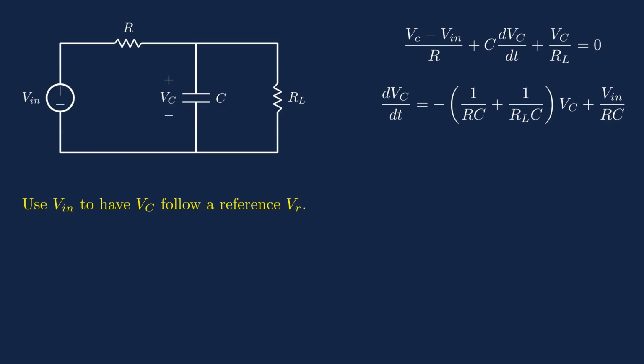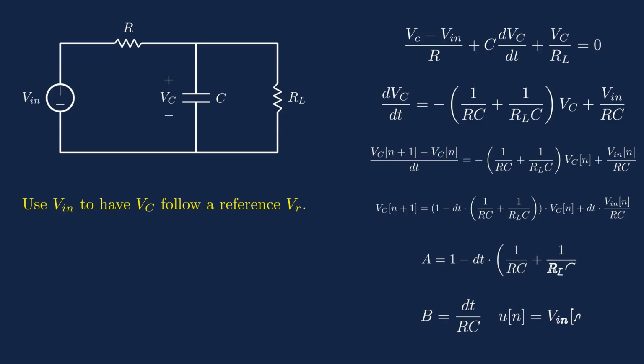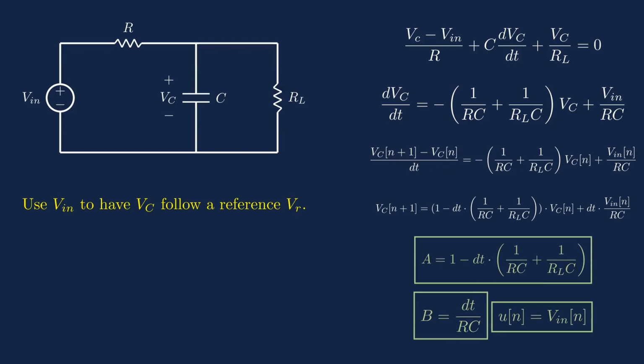Therefore, we need to use an approximation to get it into discrete time. We use the backward Euler approximation. If our selected dt is small, this is an accurate approximation. We substitute this into the equation, and we rearrange the terms to solve for Vc at time n plus 1. Finally, from this equation, we can recognize A, B, and U. We now have our linear system that maps the problem.